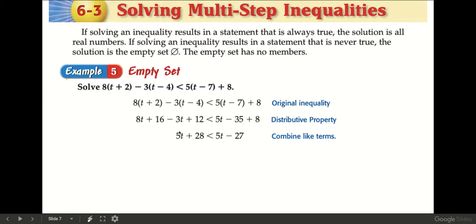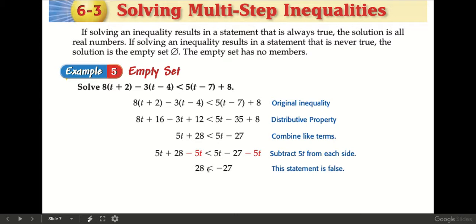And so now, if you see, I have variable on both sides, so I want to get rid of one side or the other. I could go ahead and subtract 5t from both sides. Now if you notice, they both have 5t, so 5t minus 5t is going to zero out, and it's going to leave me with 28 is less than negative 27. Now, is that true? Is 28 less than negative 27? The answer is no. That is a false statement.